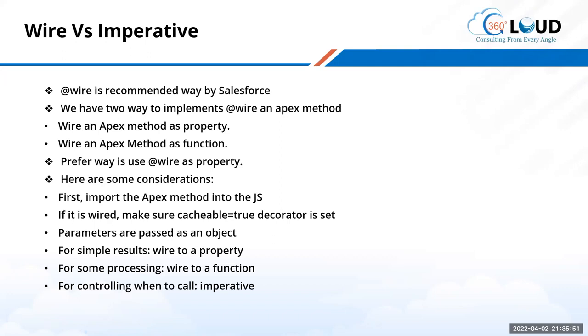There are some disadvantages of wire as well. We can't control the run because of its reactive properties. Whenever wire has some data on the variable, it invokes automatically. We can't control when to run the wire and when not to run the wire.